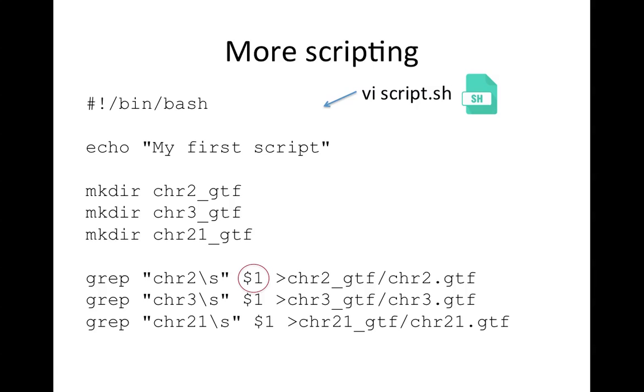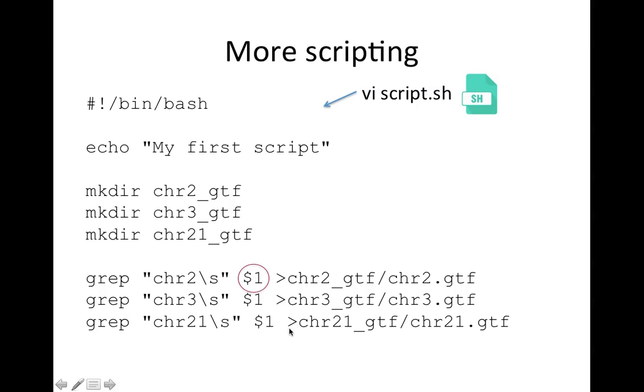So let's look at the grep. That's exactly the command we used before, right? We try to distinguish between chromosome 2 and 21. That's why we put the space right here. And then we save it into the individual file, which does not exist, but will be created for us. Right, so everything looks familiar, right? And this line is exactly the same, and so on.